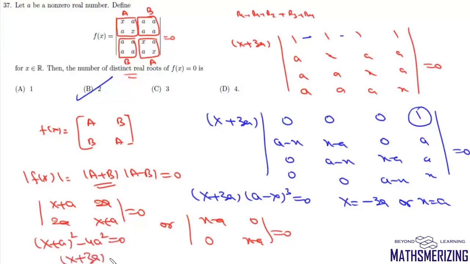So we'll get x plus 3a into x minus a as 0 or x minus a whole square equals to 0. So the value of x is again either minus 3a or the value of x is a. So again number of distinct real solutions is 2. So we can solve it using determinant properties or we can solve it using block matrices.